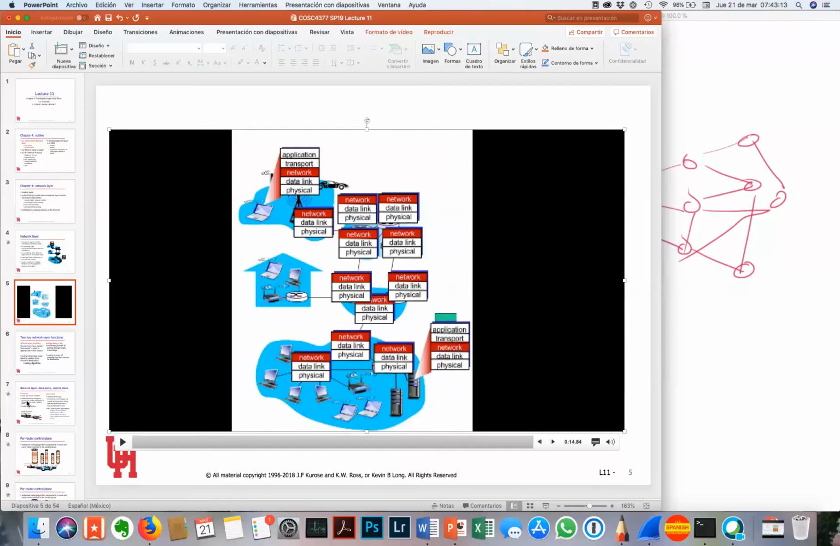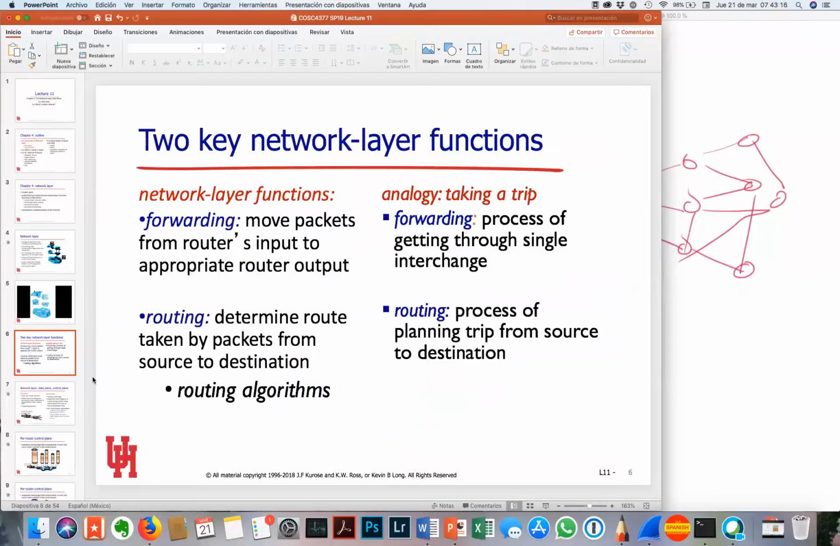Okay, so moving along past that, two key functions that we talked about were forwarding and routing. So forwarding is the act of moving things through. But I like to go backwards on this slide because it makes more sense. What was it that Eisenhower said about D-Day? Plans are nothing, planning is everything. So routers build plans, but they're constantly planning.